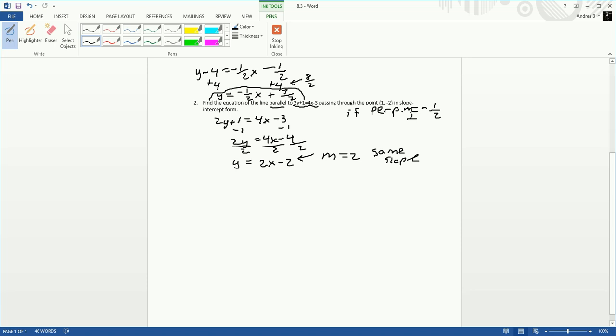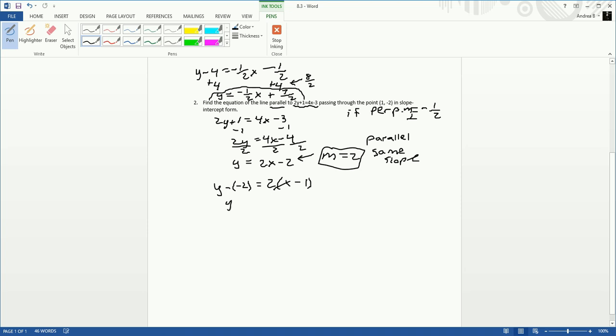Once you have the slope, and in this case we have the same slope since it is parallel, then we can use that same formula as we had for the last one. We have a point and a slope, so we can use our point-slope formula. So we have y minus our y value, which is -2, so once again put that in parentheses, is equal to 2, and then parentheses, x minus our x value, which was 1.